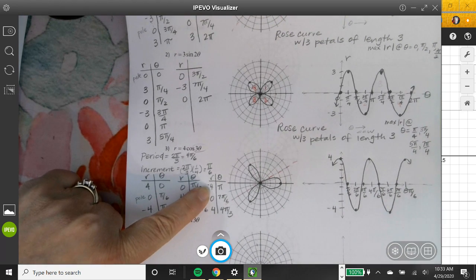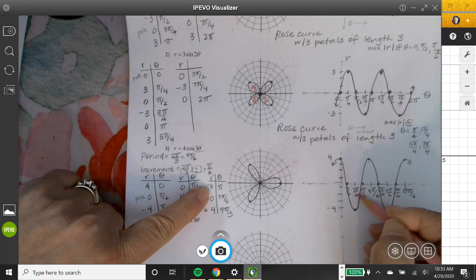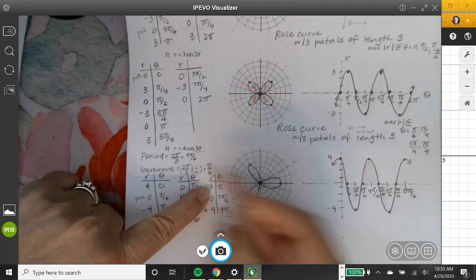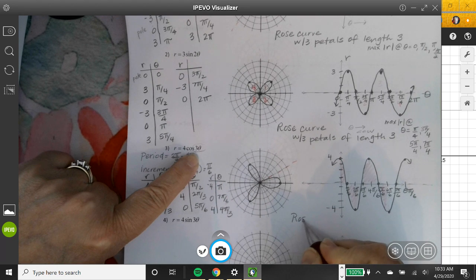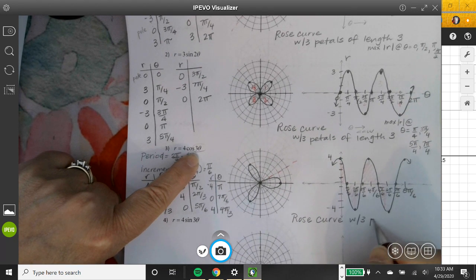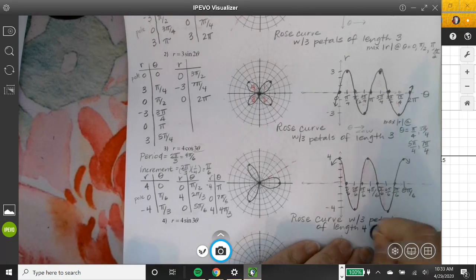So that's, I guessed right, didn't I? So this is half a petal, this is a full petal, this is a full petal, and then this is a half a petal. And I know that I'm going to have a rose curve with 3 petals of length 4 because my amplitude is 4. And where is my maximum magnitude of r?